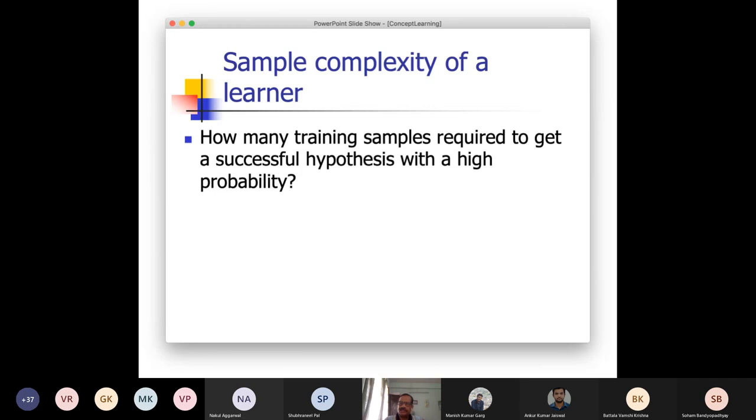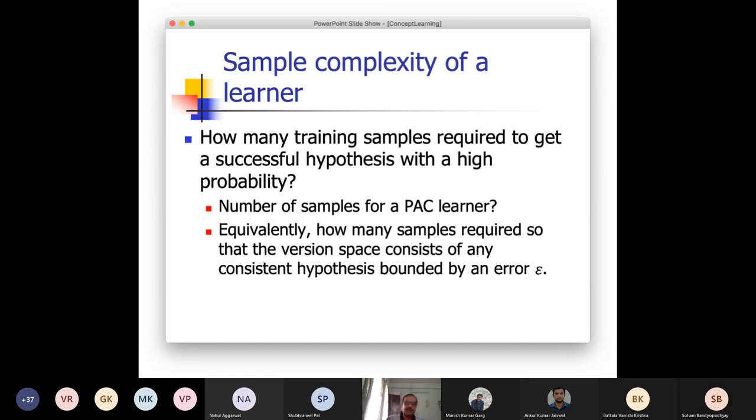Also the size of the hypothesis determines the size of the hypothesis space, right? So in terms of that, how many training samples would be required so that with high probability, 1 minus delta, the number of samples for a PAC learner is important. Or the same thing: how many samples are required so that the version space consists of only consistent hypotheses bounded by an error epsilon.